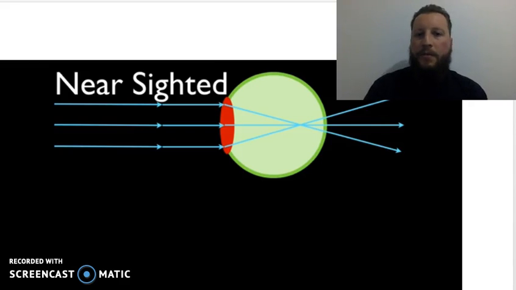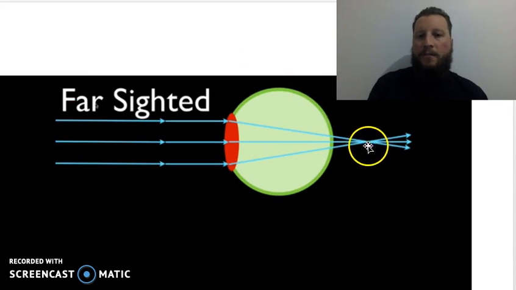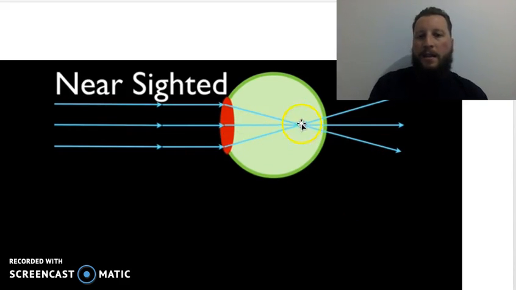The second one I want to go through is near-sighted. Okay, so you can see that in far-sighted, the light rays are converging at the back or behind the retina. So near-sighted would mean that the light rays are converging and the focal point is there in front of the retina. Okay, so the same thing happens.